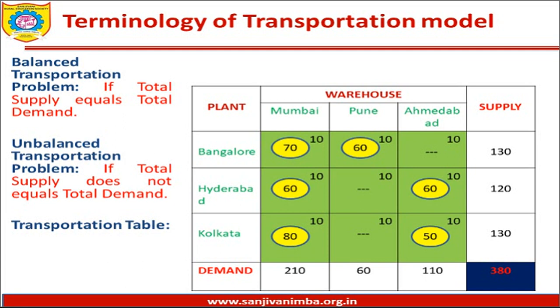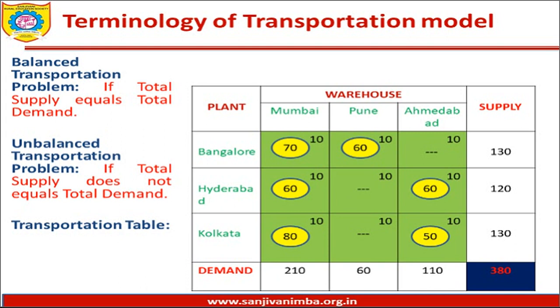Firstly, the values written in the oval shaped yellow colored boxes are nothing but the number of units that are getting transferred from a plant to a warehouse. Whereas the value mentioned on the upper right hand side corner of the box is nothing but the cost of 1 unit's transportation from the plant to the warehouse. Now let us try to understand.